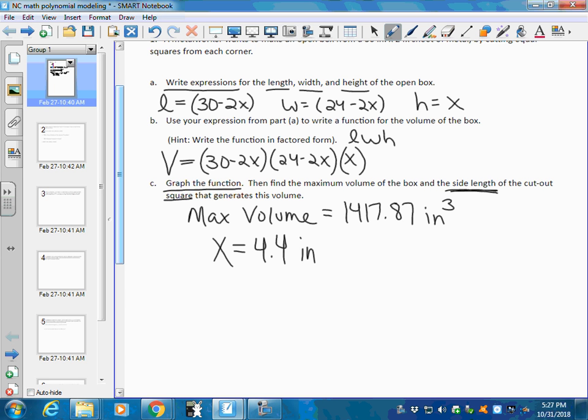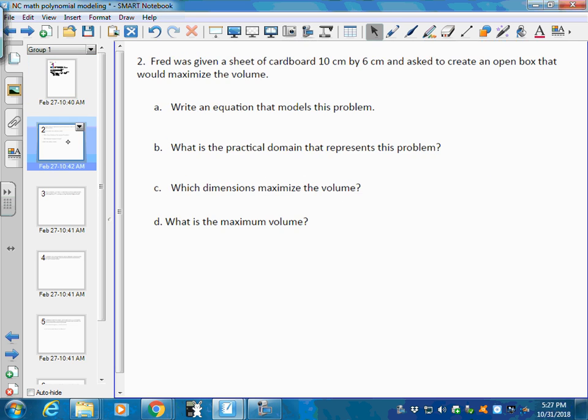Now, you should be able to go on your Desmos, and you should be able to put this function in and find the max volume and your x. So that is number 1, A, B, and C. Okay, now let's go to number 2.